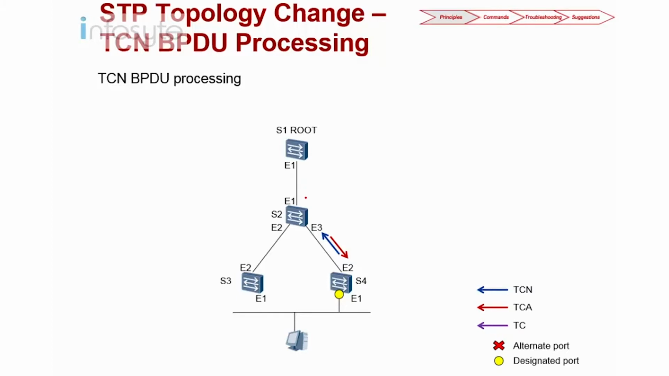In return, S2 is going to send this topology change notification toward the root. Now the root acknowledges the notification, and it is going to send a topology change notification throughout the network. Once the topology change notification is sent throughout the network, the MAC address table will be flushed accordingly. So the forwarding will be resumed.